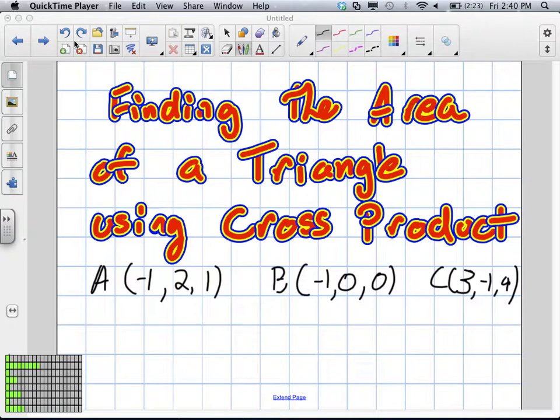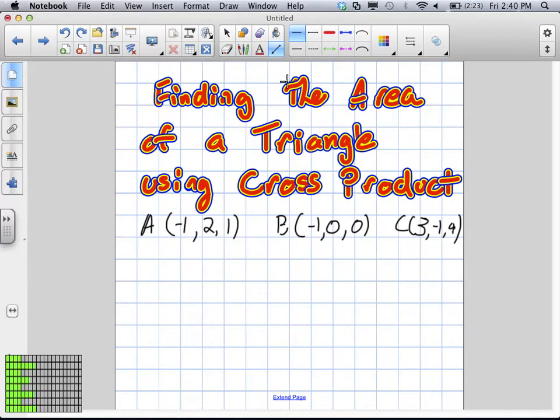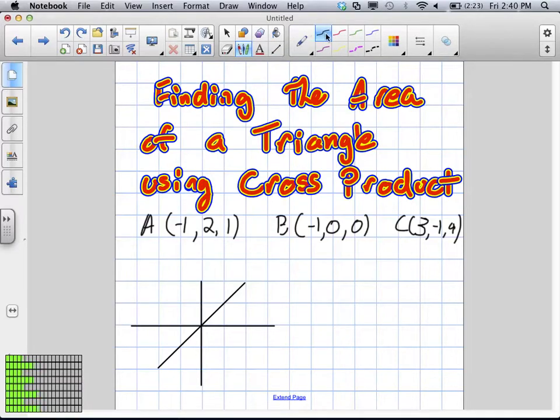Okay, this question, we're going to find the area of a triangle using cross product. These are 3 points in 3 space. Just to get an idea of what we're talking about here, we'll quickly create a 3-space model. We have something that looks kind of like this. We'll try to plot all of these points here.